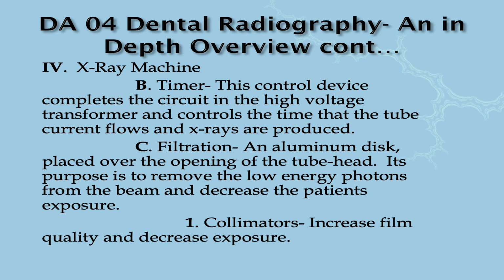There's also a timer, a control device that completes the circuit in the high voltage transformer and controls the amount of time that the tube head flows those currents to produce the X-rays. The filtration is a little aluminum disc that's placed over the opening of the tube head, and its purpose is to remove the low energy photons from the beam and decrease the patient's exposure. And then you have collimators that increase the film quality and help to also decrease the patient's exposure.